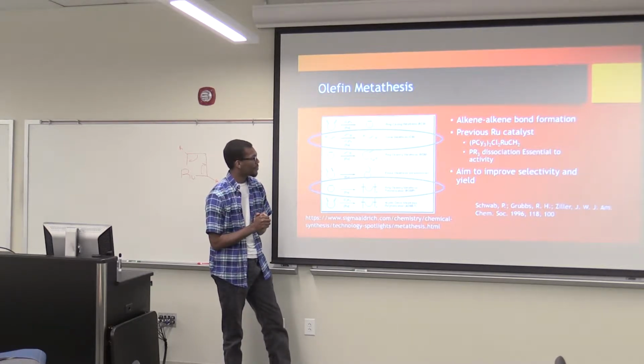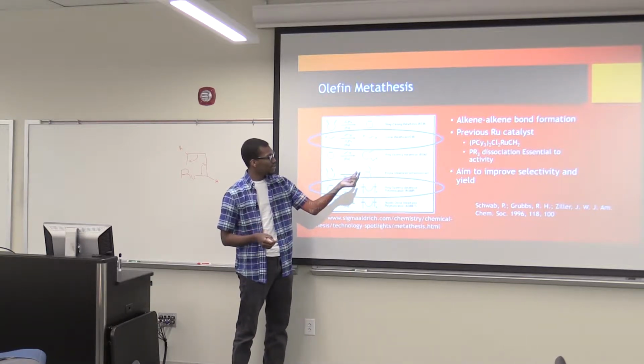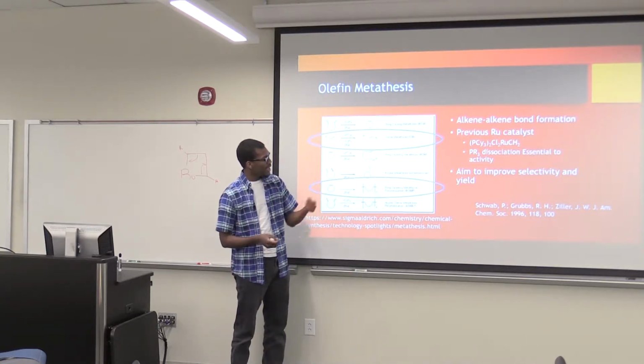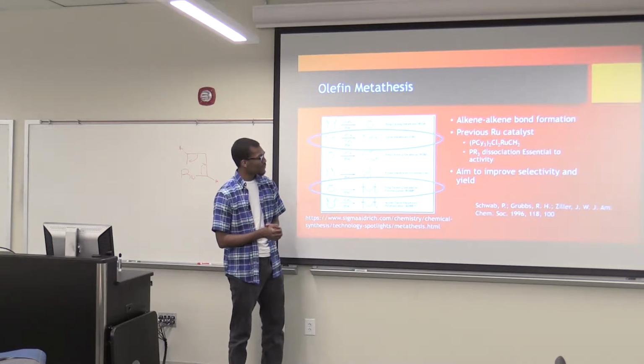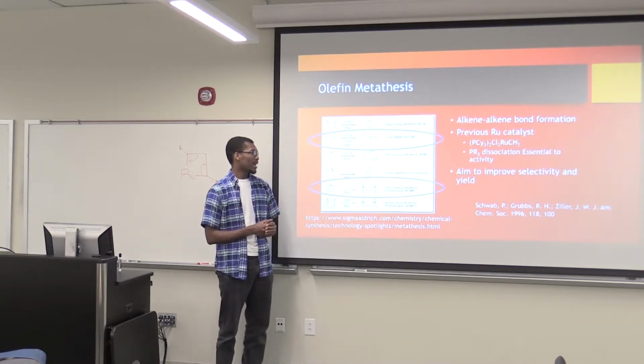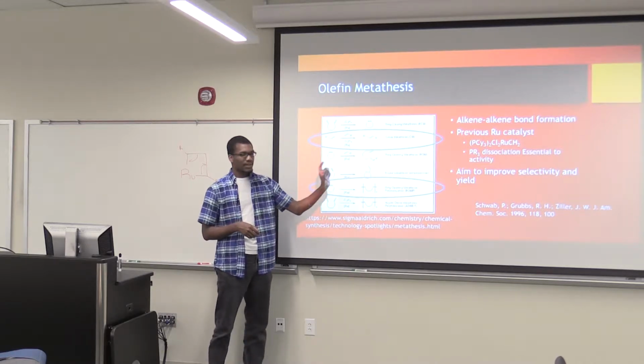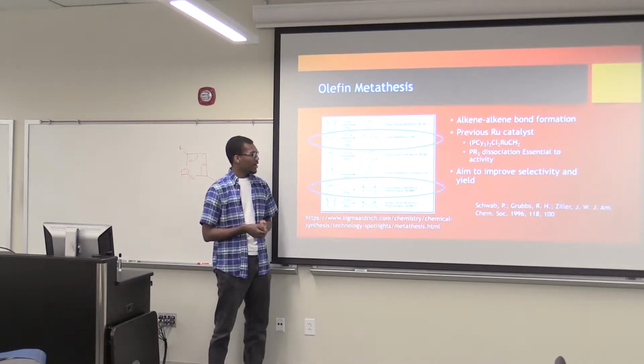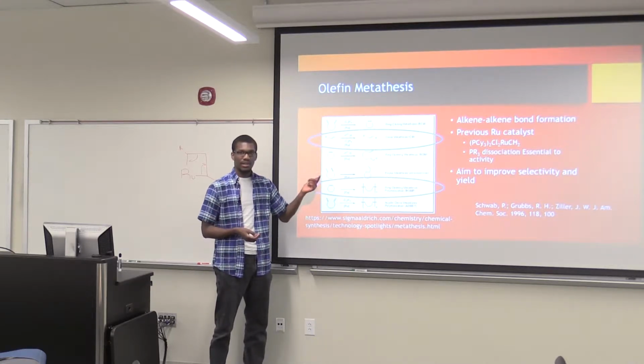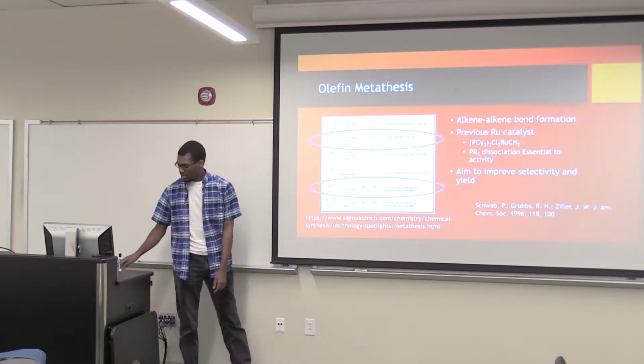All right, the previous catalyst they report is this ruthenium catalyst, with the main difference being that the carbene is just the CH2 molecule, so methylene, and the phosphine is tricyclohexylphosphine. They said, based on their previous research, that the PR3 dissociation is essential to activity. So the phosphine falls off, opens up a coordination site, and they aim to improve selectivity and yield. They base that on PR3 dissociation being the main driving force of reactivity.